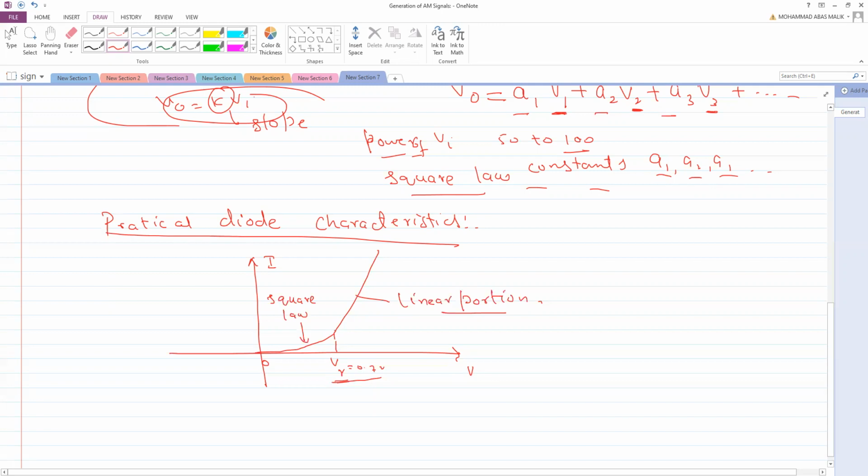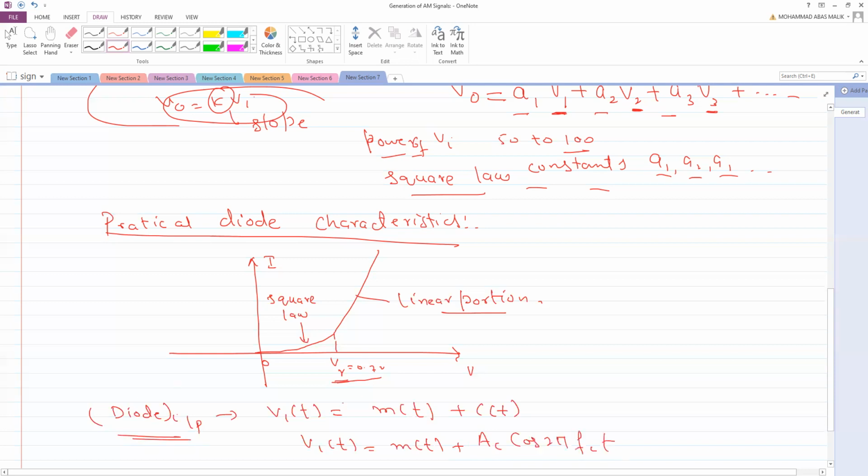Yes, sir. Okay. So the diode input, that is your V1 of t, will always be your m of t plus c of t. That's the input to the diode. Why? Because it is a scalar device. So the input V1 of t will always be equal to m of t plus Ac cos of 2 pi fc t.